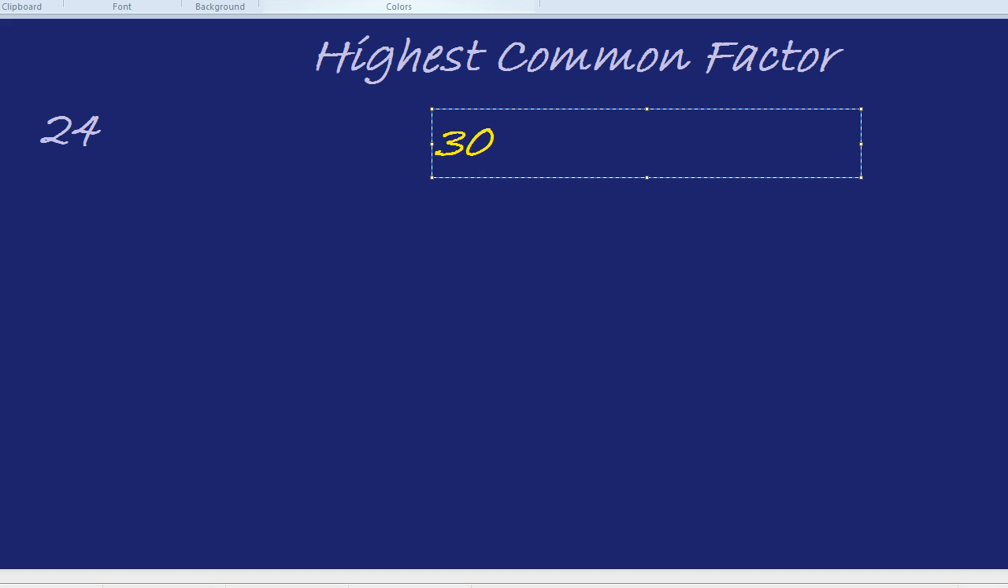I can think of a factor, 2. That is a factor that goes into 24 and 30, but it's not the biggest common factor. It's not the greatest, the highest common factor. How might I find the highest common factor with a method that would work for any number, big or small? Here's how I would do it.